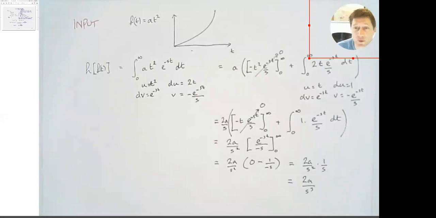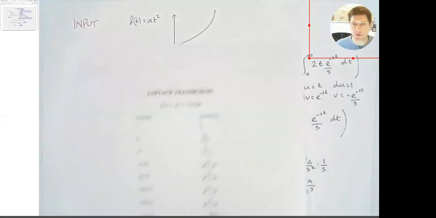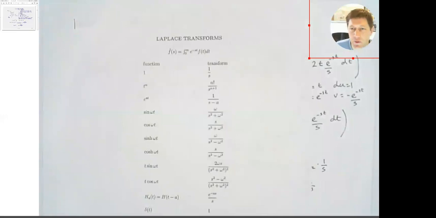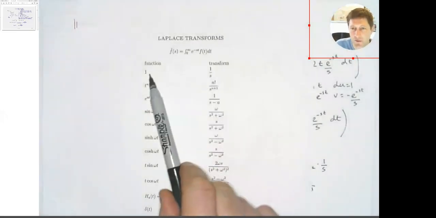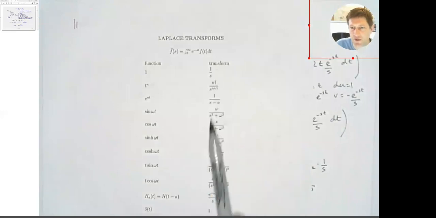That's doable for many regular common functions, but we can often do it faster as well by using tables. So these are the tables that you'd typically get in an exam here. And you're just given lots of functions and what the transform is. So if you're working on a problem, you can look for something that is similar to what you've got. See if there's a form that you can represent it in that's matched by these.